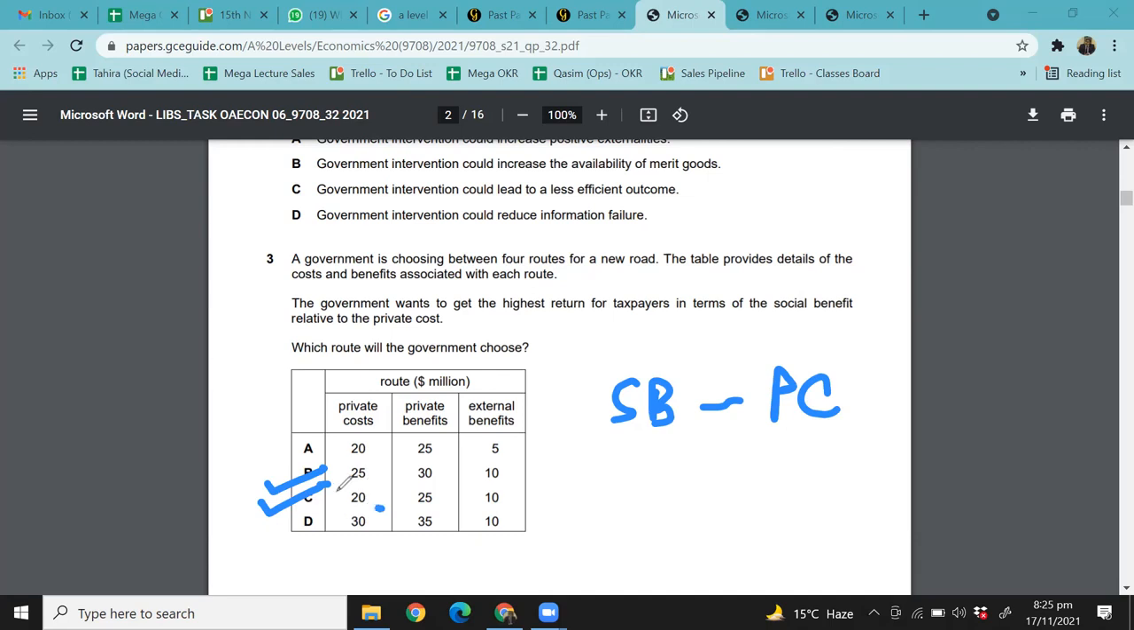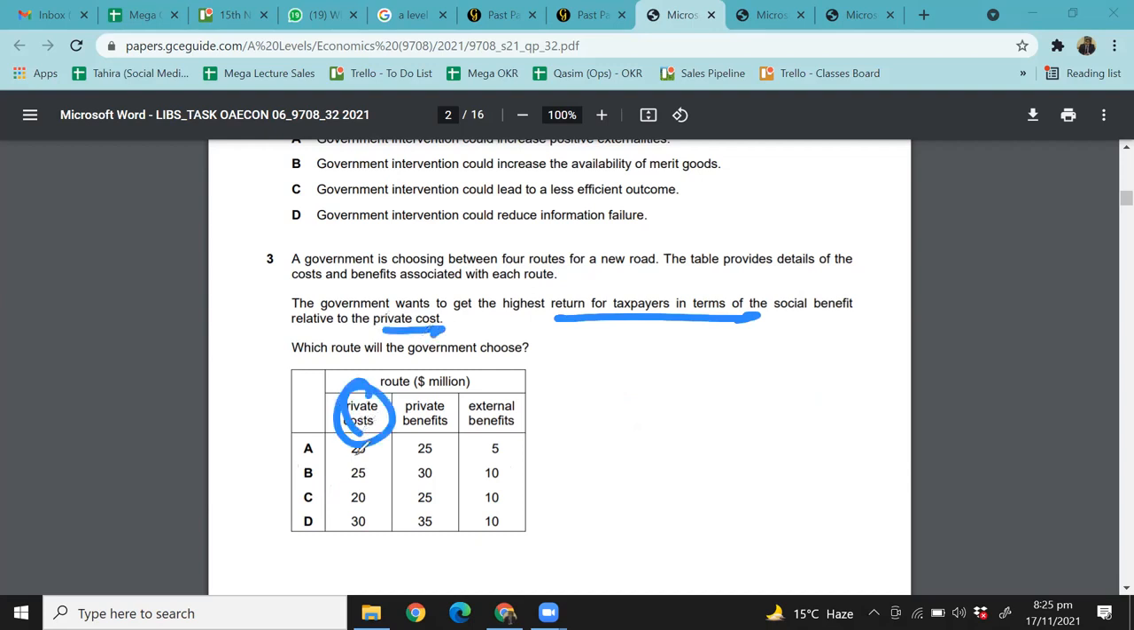Because here you're spending less cost, so fewer resources are being spent to produce it. It says the highest return to taxpayers in terms of social benefit relative to private cost. So private cost should be lowest, because if private cost is less, then the government needs to take less in taxes from the citizens. Did you get me? You have to see in which option the return is highest, and if you have a tie between two options, then you choose the one where the cost is relatively low.